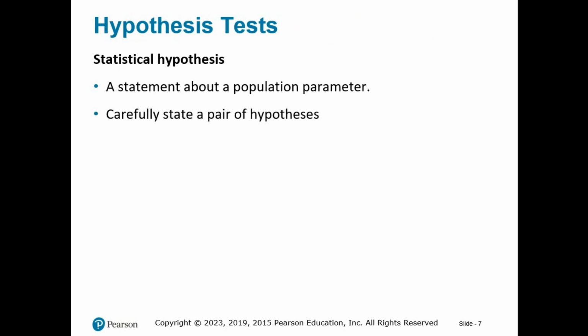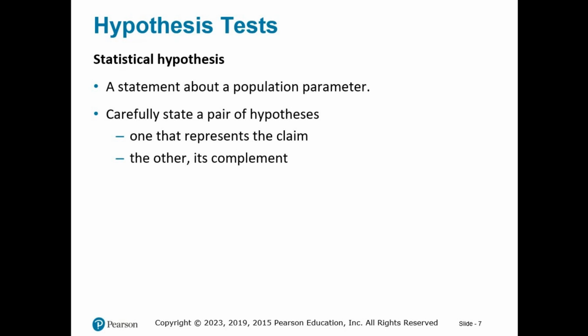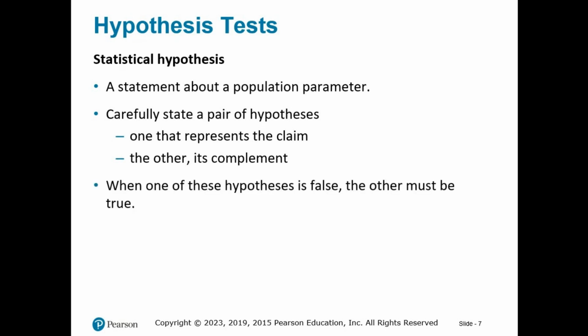Next, one of them, meaning either the null hypothesis or the alternative hypothesis, is going to represent the claim, and the other is going to represent its complement. Thus, when one of the hypotheses is false, the other must be true. So we have to word them in a way, mathematically, that makes one of them true.